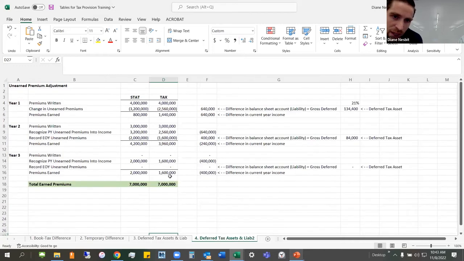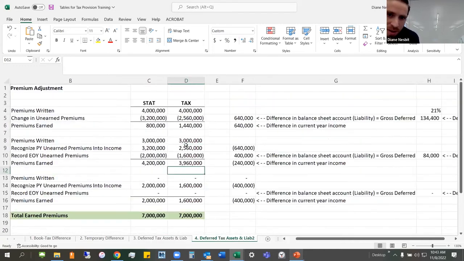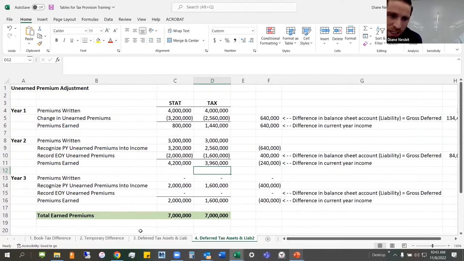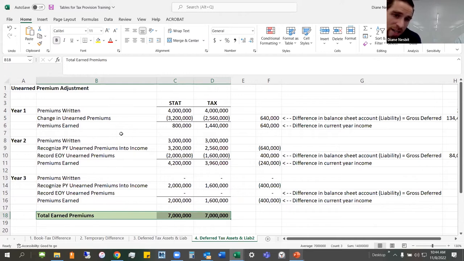And then we have a similar example here with unearned premiums. Again, this doesn't really tell us anything new from what we've already talked about, and we'll send these examples out, though you may not need them at all. What this example proves out is that with a temporary difference, your income for book and tax is going to be the same over the life of the asset. In this case, it's not an asset, it's the life of the liability. The liability is unearned premiums.